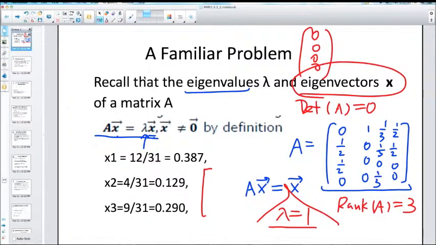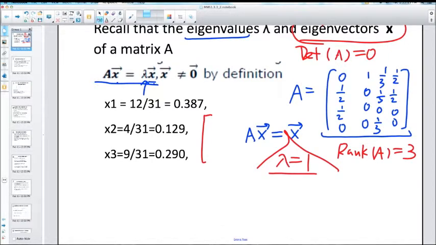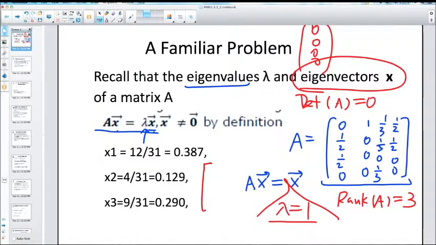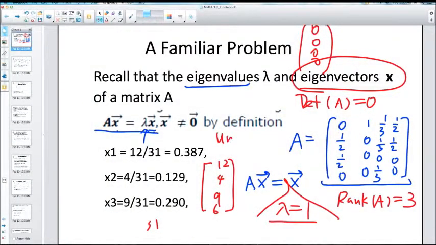One possible solution, let me zoom a little bit, is 12, 4, 9, and what is the other one? Maybe 31, 21, 6. Well, that's also one solution. You can multiply anything, but in order to make it unique, you can use a unity vector.